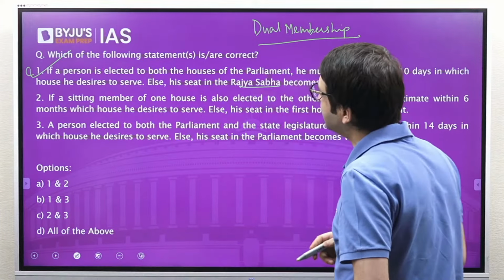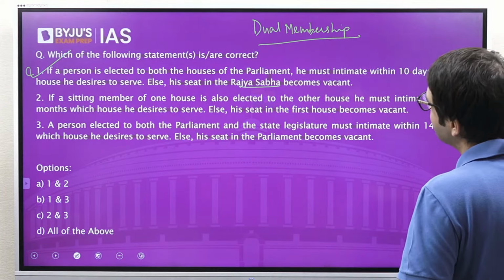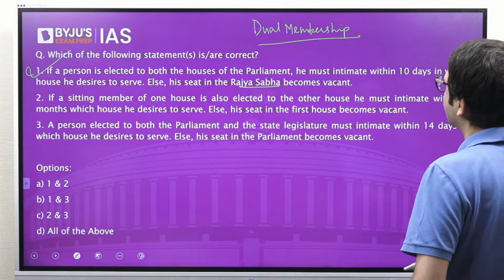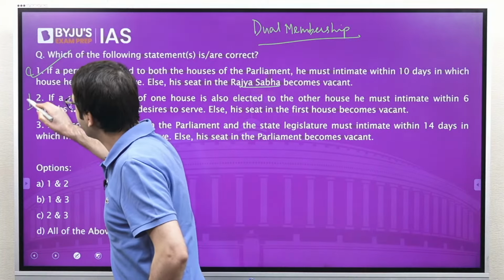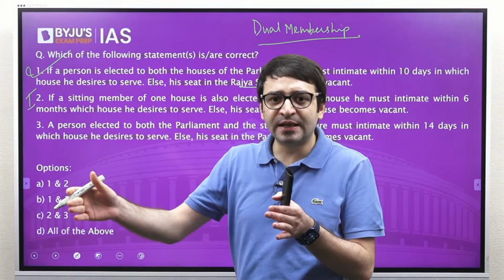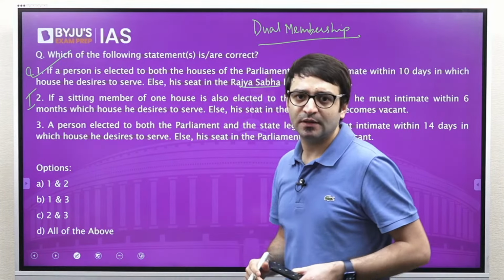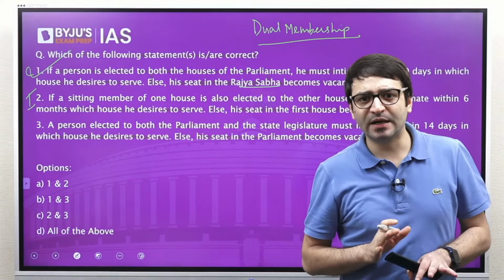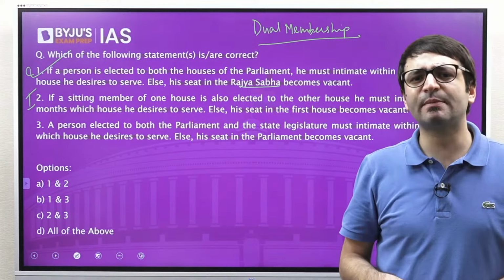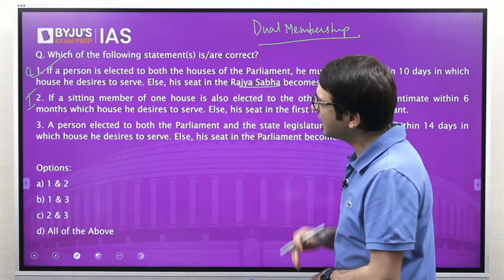C. If a sitting member of one house is also elected to the other house, he must intimate within 6 months which house he desires to serve, else his seat in the first house becomes vacant. This is incorrect. If a sitting member of one house is elected to the other house, his seat in the first house automatically falls vacant. If I am elected to Lok Sabha currently, I am a Lok Sabha MP, now I have got elected, after a few months, I have got elected to Rajya Sabha as well. Automatically, my seat in Lok Sabha falls vacant. That means this is incorrect.